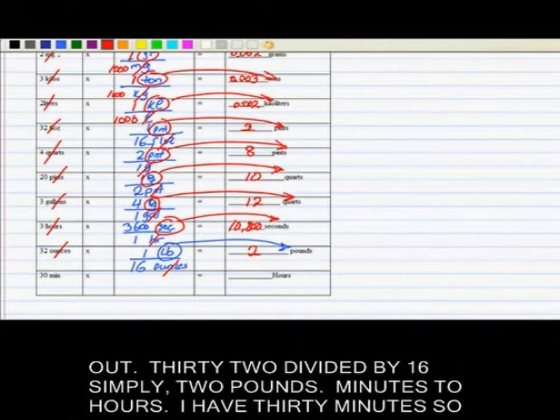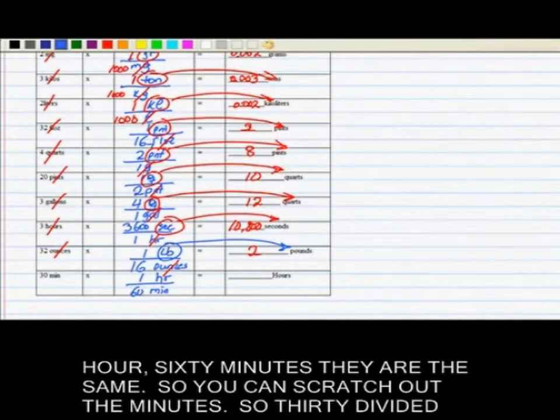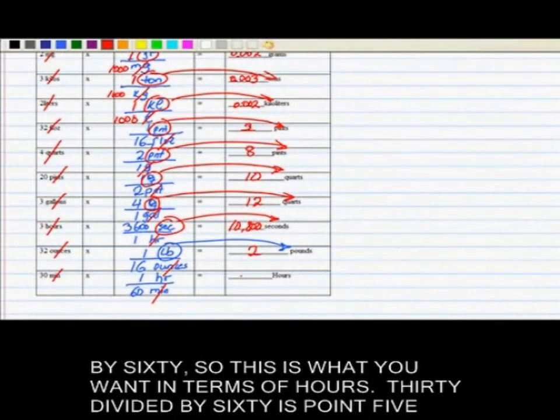Minutes to hours. I have 30 minutes, so I want to get rid of those minutes in the denominator, hours in the numerator. 1 hour, 60 minutes. They are the same, so you can scratch out the minutes. So 30 divided by 60, this is what you want in terms of hours. 30 divided by 60 is 0.5 hours.